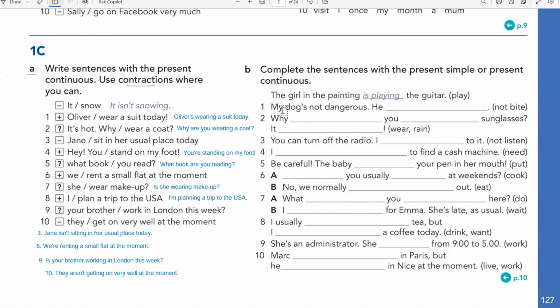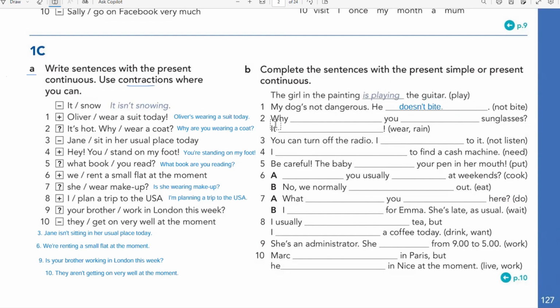Number 1, my dog's not dangerous. Look, my dog's not dangerous. So I am describing, I'm telling my dog's habit. So not bite, so he doesn't bite, because I'm talking about the habit of the dog. Yes, he doesn't bite.